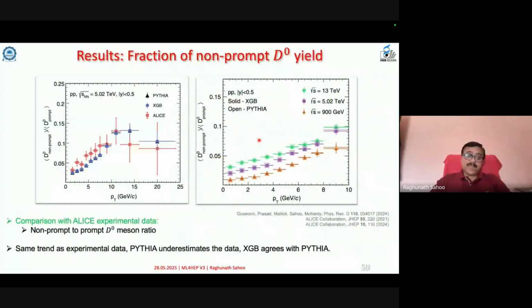And what is more important is this non-prompt to prompt D0 ratio. And we see the ALICE data from a different cocktail method, compared to Pythia. Of course, Pythia is a theoretical model, so there is a little mismatch, but the Pythia machine learning trend model of XGB is essentially predicting up to 99% accuracy.